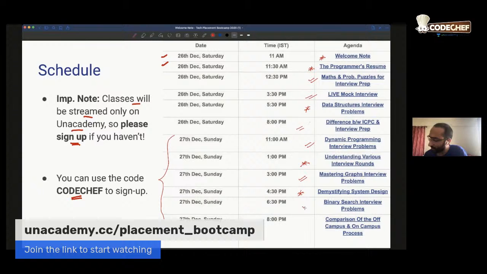And then we'll have a lecture on binary search. Again, a very important and favorite topic, requires very little prerequisites, but some very interesting problems can be asked on this topic. So we'll be discussing some interesting problems on binary search.